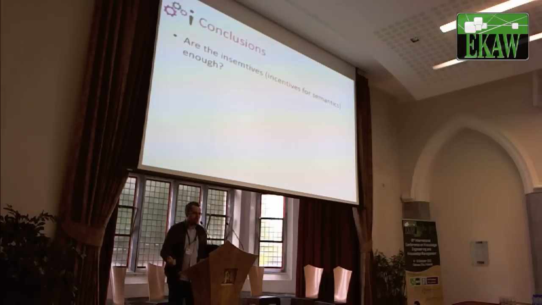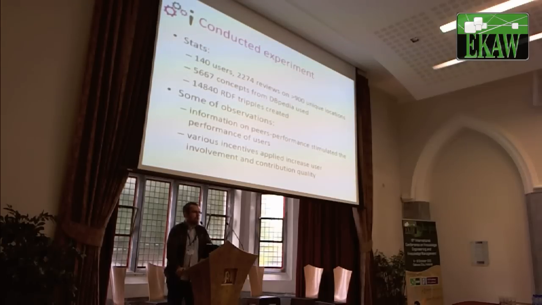The question is, are the incentives for semantics enough? We hope so. We try to find out. We have conducted an experiment just to give you some basic information. There were 140 users divided into five different groups. Each group had the possibility to see different things in the system. So the incentives that we were implementing were only visible in certain groups so that we could compare the performance of different users. Almost 2,300 reviews were made on more than 900 unique locations.